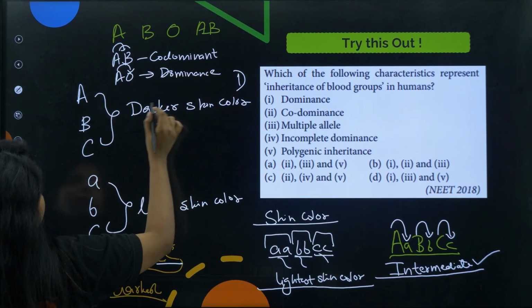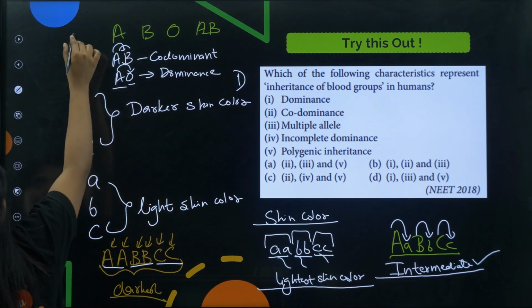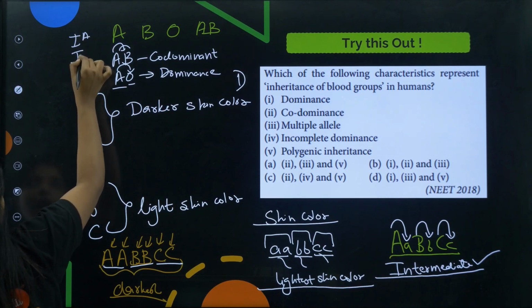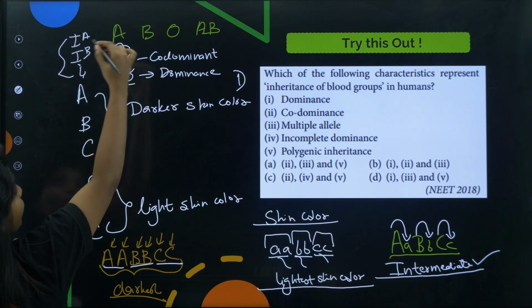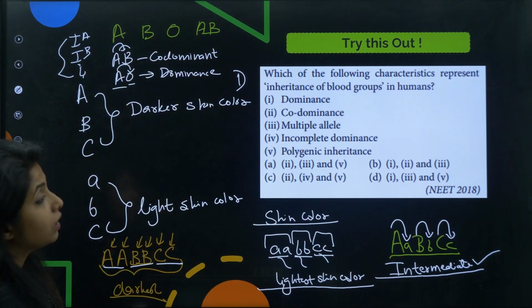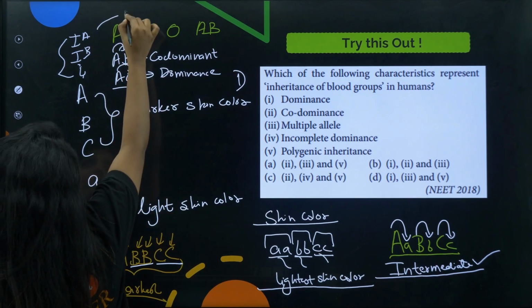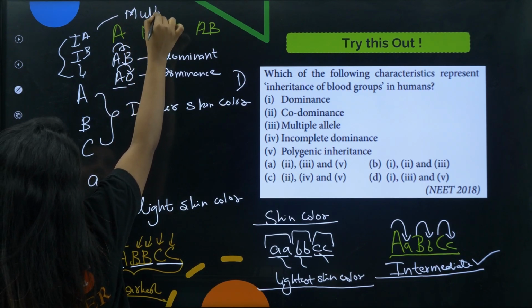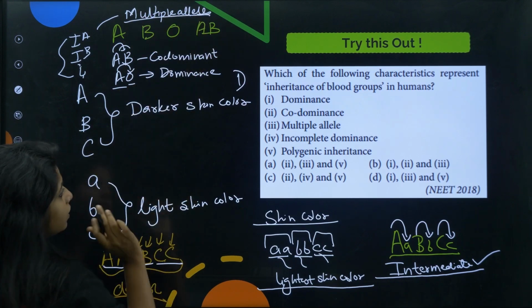And you see there are multiple alleles. A is an allele, O is an allele and B is an allele. Basically IA, IB and i, all these alleles are responsible for this particular trait, that is blood group. So I say that blood group shows multiple allelism, meaning they have multiple alleles for a gene or for a trait.